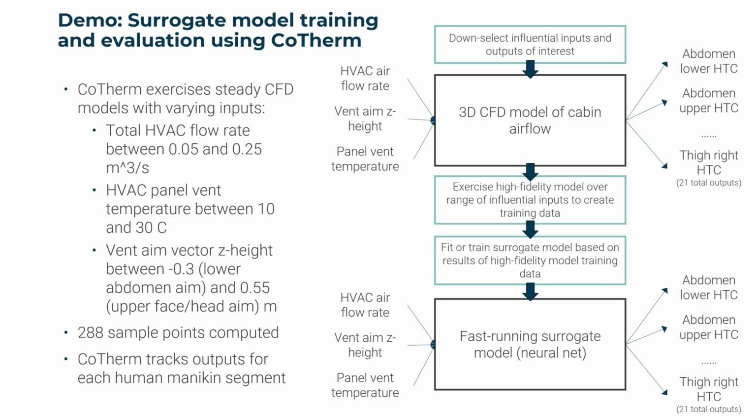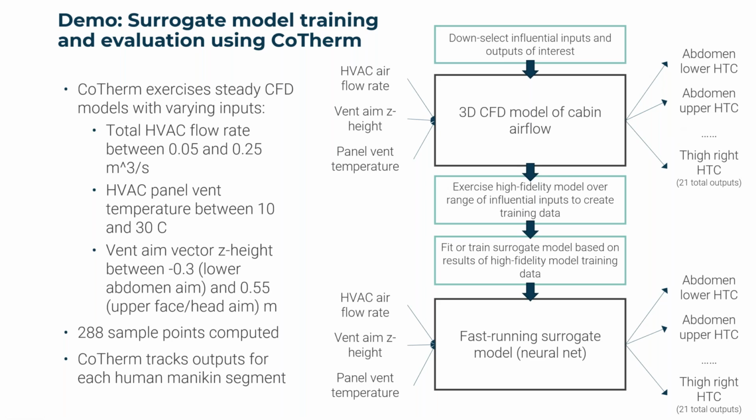So our down selection process in this case, we're going to choose 3 key inputs to the CFD model: the airflow rate for the HVAC system, that vent aim Z vector, so basically how high or low the panel registers are aimed at the human, and then the vent temperature at the panel inlet. And then based on those 3 inputs, we want to get outputs for the heat transfer coefficients.